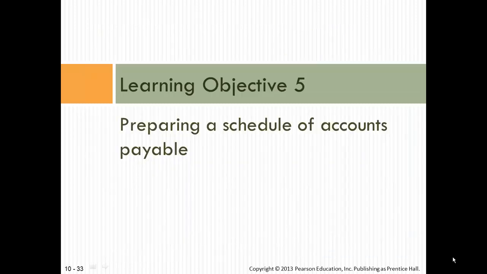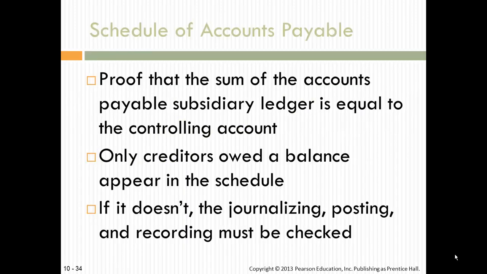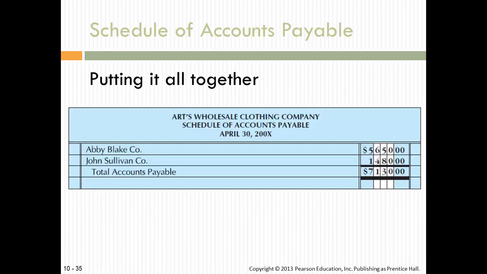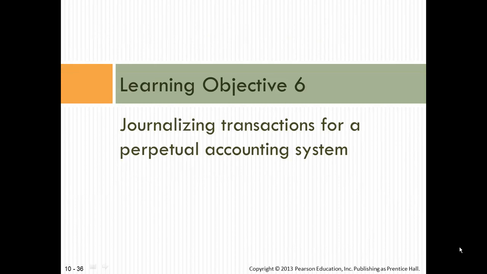Learning Objective 5 is preparing a schedule of accounts payable, which is your AP subledger. Proof that the sum of the accounts payable equals the control account. Only the creditors that you owe a balance will appear on the schedule. So these are the two people you owe money to, Abby Blake and Joe Sullivan. Notice it adds up to $7,130.